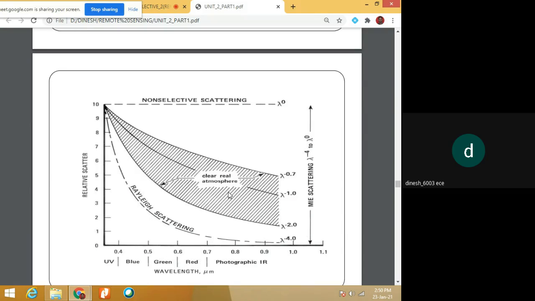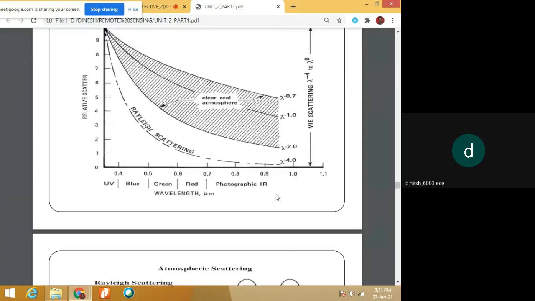So you see that it comes under the greenish, reddish green region to the photographic infrared or thermal infrared region. From this you can understand which type of system can be used for capturing your image or acquiring your information for remote sensing. Depending upon the application you need to choose. Why? Because from 0.5 to 0.98 or 0.97, you have a clear atmosphere where the relative scattering is very much lesser. So this region can be utilized. This is what the illustration is.